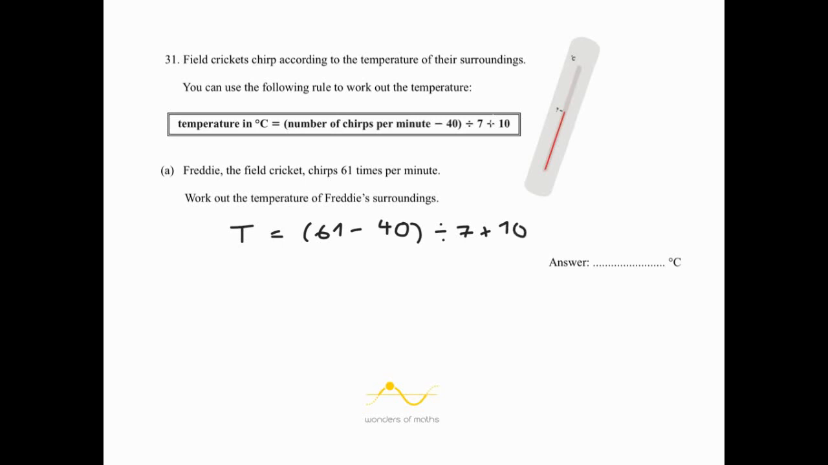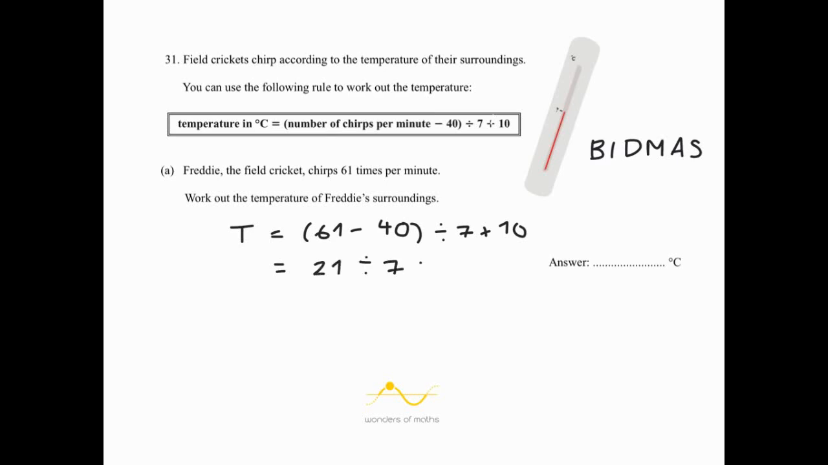Now, in order to work out the temperature, we need to make sure that we are using the correct order of operations. You will already know from class that a helpful way of remembering the correct order of operations is BIDMAS. The B stands for brackets, the I for indices, then we have division and multiplication, and finally addition and subtraction. We can see that we have brackets in our equation, so we know that this is the operation we need to do first. 40 subtracted from 61 gives us 21.